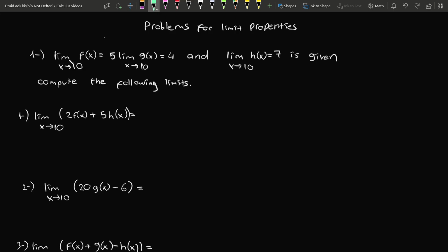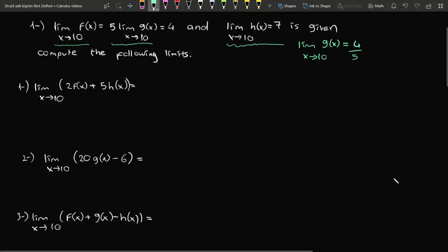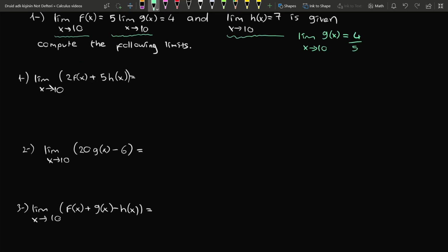When I look at this, the first thing I realize is that I know what the limit of f(x) is equal to, I know what the limit of h(x) is, but the question is what is the limit of g(x) by itself. I know these, but I don't know that. So if I divide every part by 5, I'm going to see that the limit of g(x) is equal to 4 over 5. So now I know all the limits by themselves. I can use my limit rules to compute the following limits.